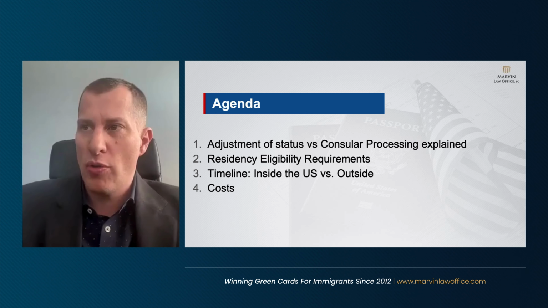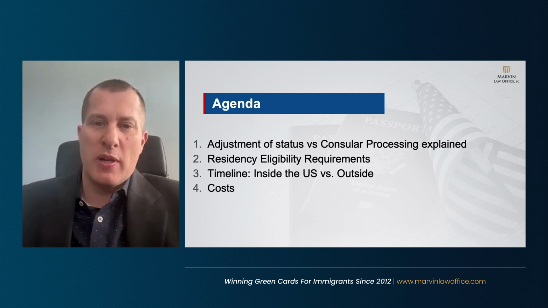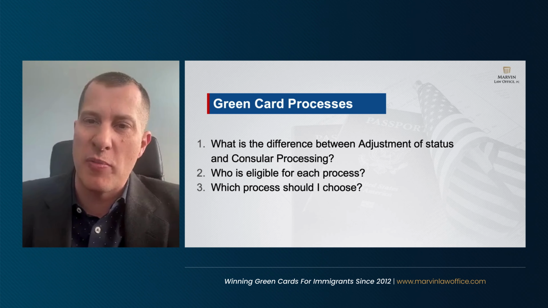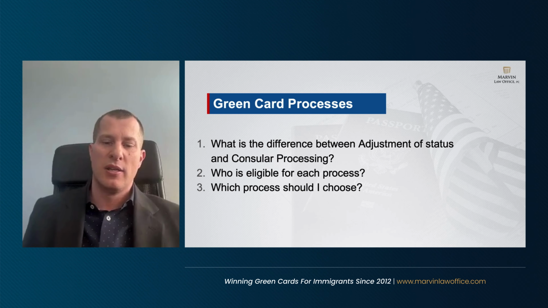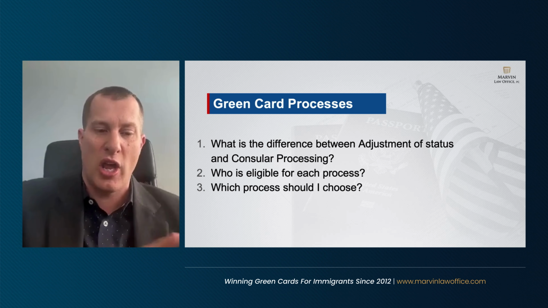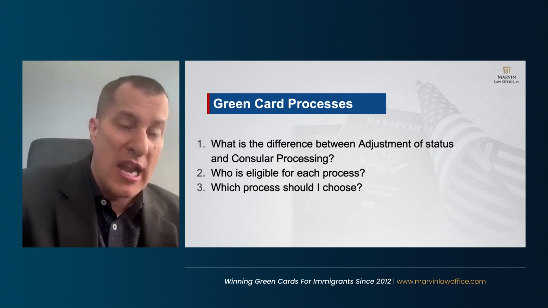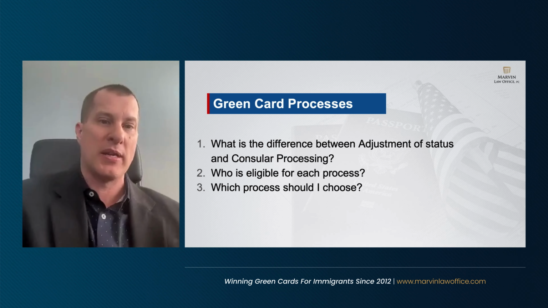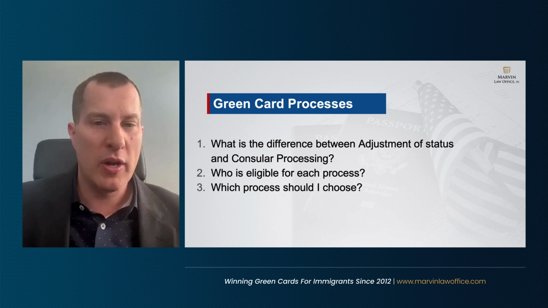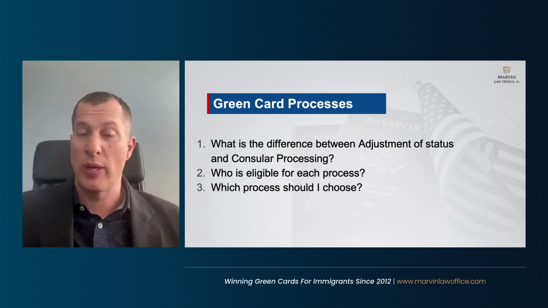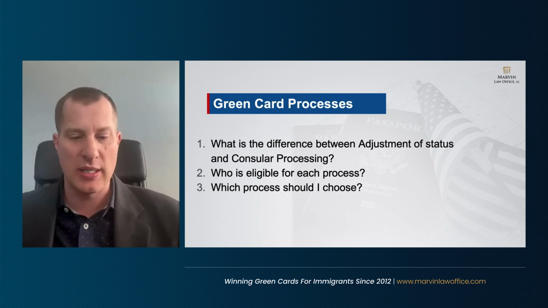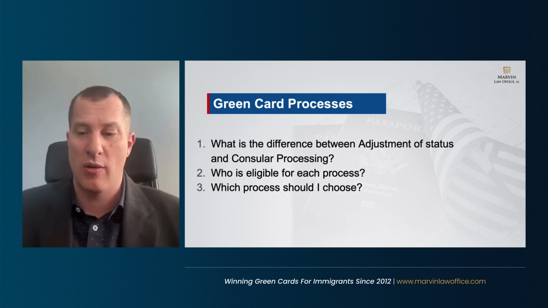Okay. So the first thing, adjustment of status versus consular processing. Adjustment of status is what the government calls the process that has the interview inside the United States. Adjusting status, you're adjusting from a non-immigrant to an immigrant. So that's what that means, adjustment of status. And for some reason, they only call it adjustment of status if you're inside the United States doing your green card. Consular processing is getting the green card outside the country, okay?